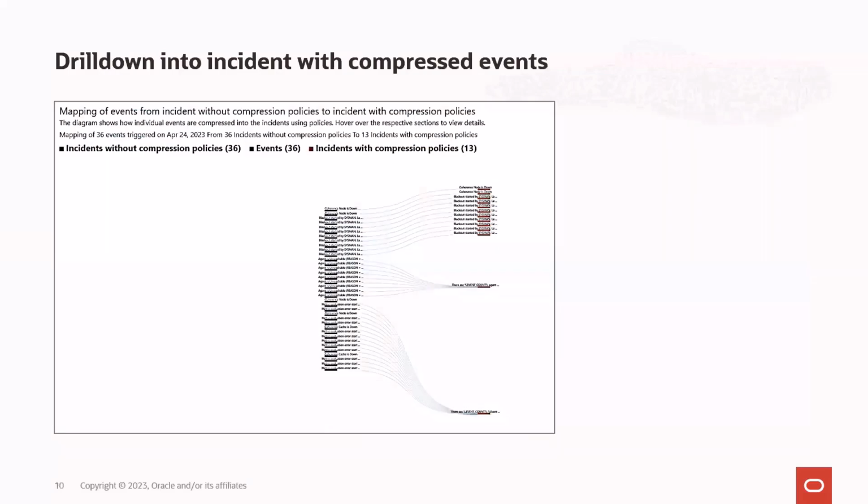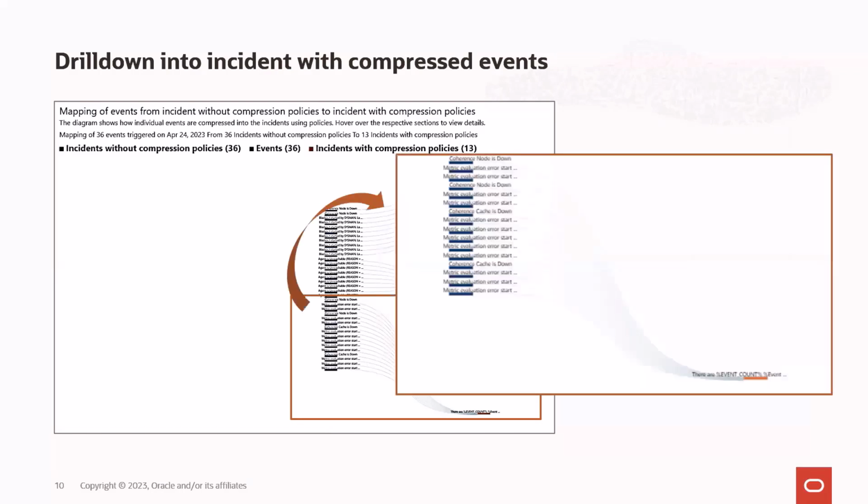Here we see a mapping of events between incidents without compression on the left to incidents with compression on the right. For example, if we look at this mapping more closely, we see that many events that were individually in their own incidents, as indicated by the individual blue lines, each blue line representing an incident, are now grouped or compressed into a single incident on the right, represented by the orange line. I could also further drill down to identify these individual events that were compressed together.